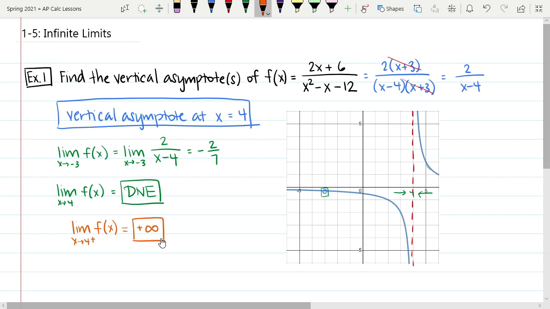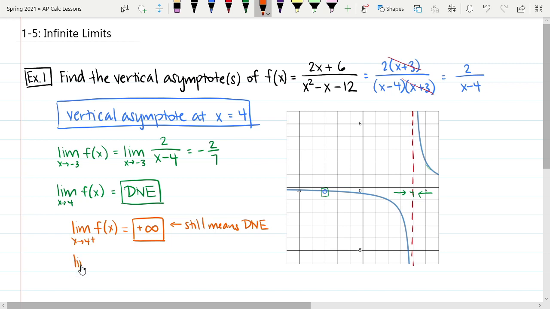Now, I need to emphasize, this still means that the limit does not exist. So remember, infinity is not a number. It's a concept. It's just implying that the value continues to increase without stopping. But we're able to be more specific about how this limit does not exist. We're specifically indicating that this limit doesn't exist because the function values are increasing without bound. That's all that the positive infinity is telling us.